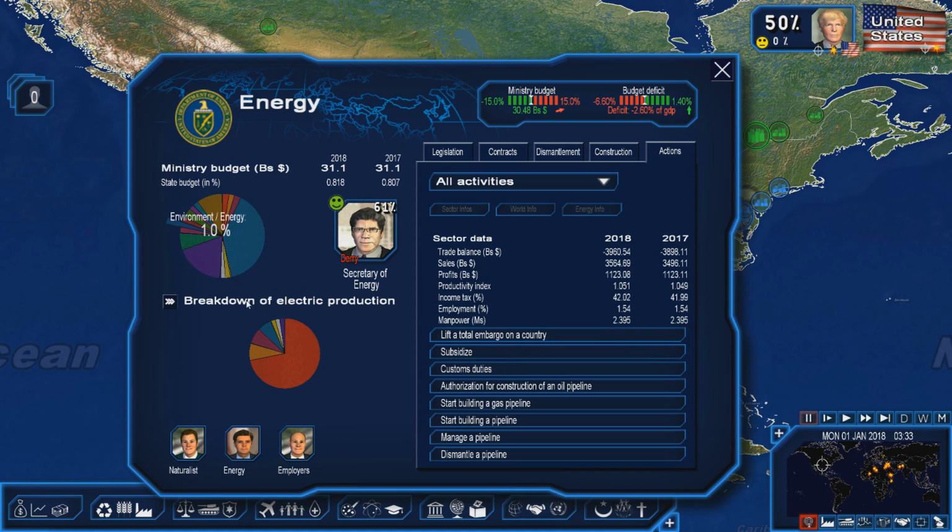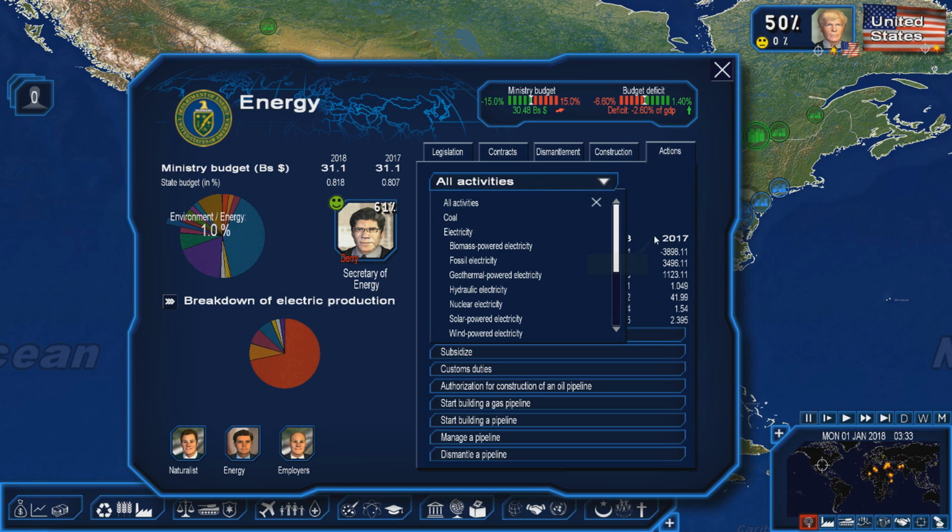So right here, this is the breakdown of my electric production in the United States. So 73.1% of my country's electricity is coming from fossil fuel energy. So fossil fuels is basically coal, natural gas, and oil. And then 8.1% of my electricity production is coming from nuclear energy. 7.4 is coming from hydraulic, which is basically dams. Wind powered produces 6.7%. Solar is 1.3%. Geothermal is 1.1%, and biomass is 2.3%.